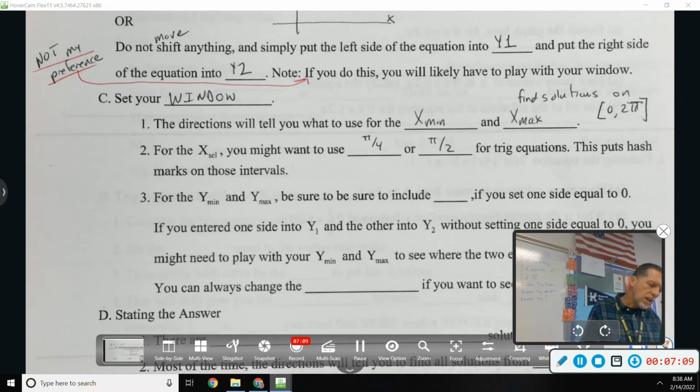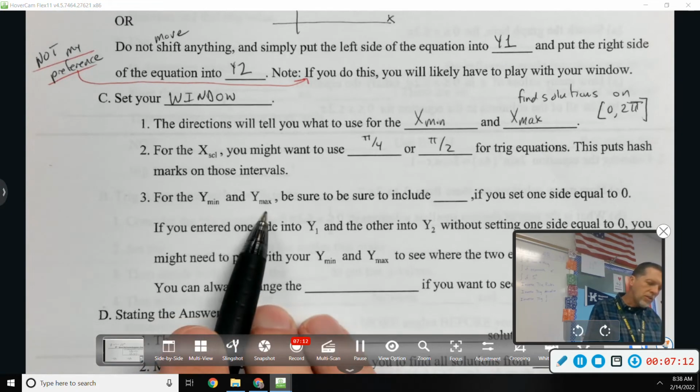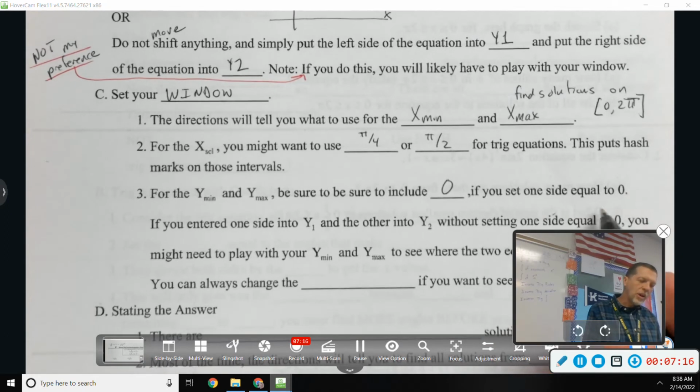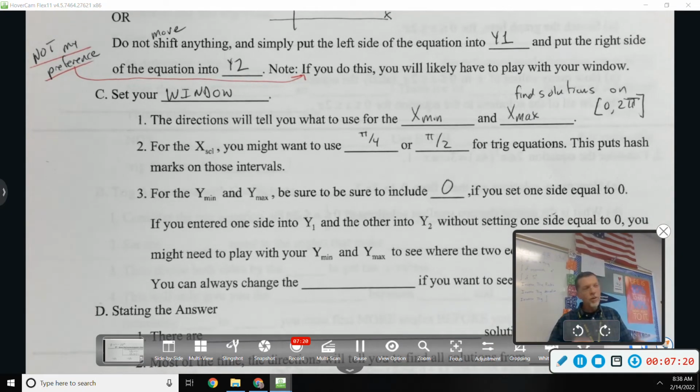Number 3, for the y min and y max, be sure to include 0 if you set one side equal to 0. So as long as 0 is in between your y min and y max, you'll be fine.